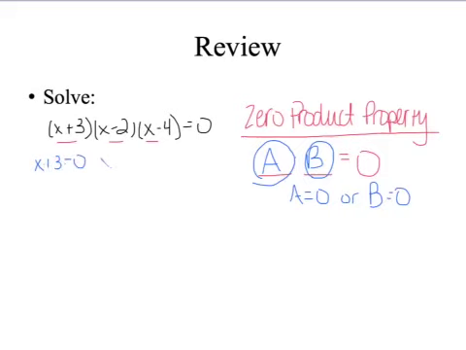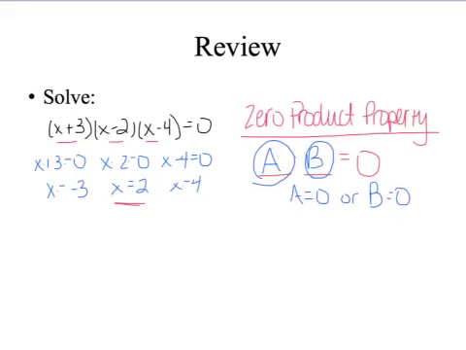So we have x plus 3 equals 0, x minus 2 equals 0, and x minus 4 equals 0. And you simply solve for x. Well, these are nice linear factors, so we get x equals negative 3, 2, and positive 4. Now let's take a factor and let's check. So for instance, I'm going to check 2. I'm going to plug it in to my original polynomial.